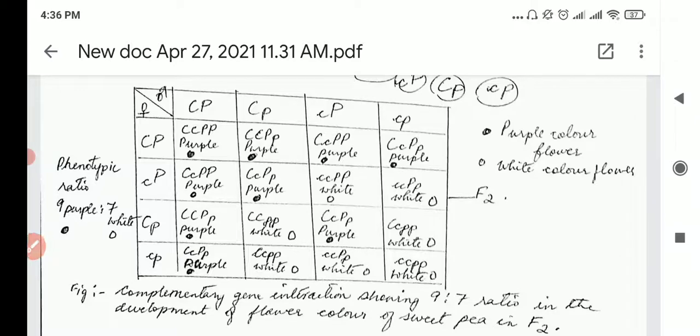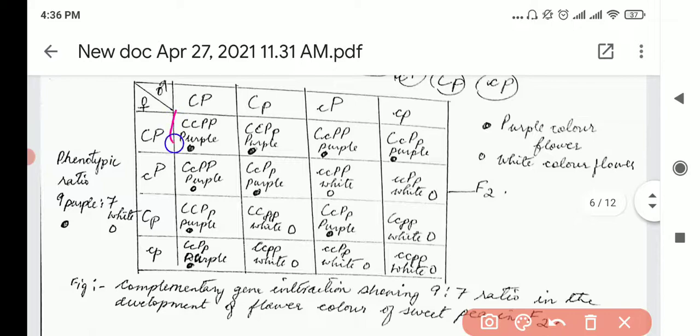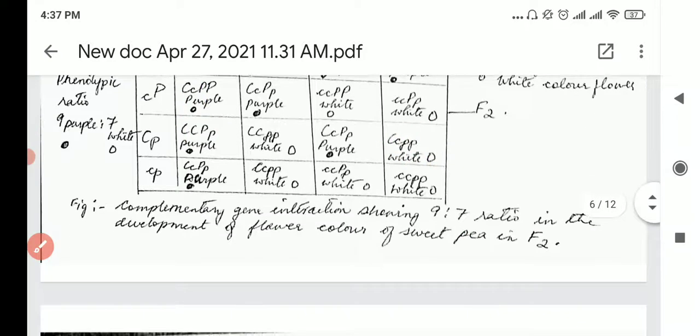Okay, so if there is even one capital C and even one capital P, you will get purple. Okay, if somehow, see like here, no, capital P is there but where is capital C? It's not there, so white. Similarly the opposite, if capital C is there but no capital P, white. Okay, so if both, at least one capital P and one capital C, purple. So I think you have understood.